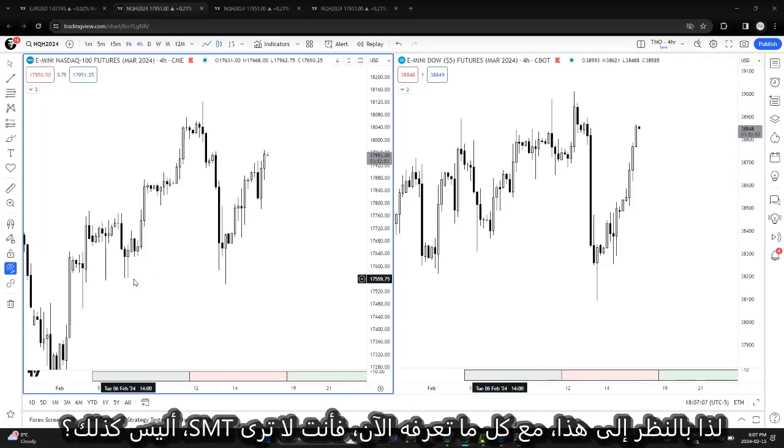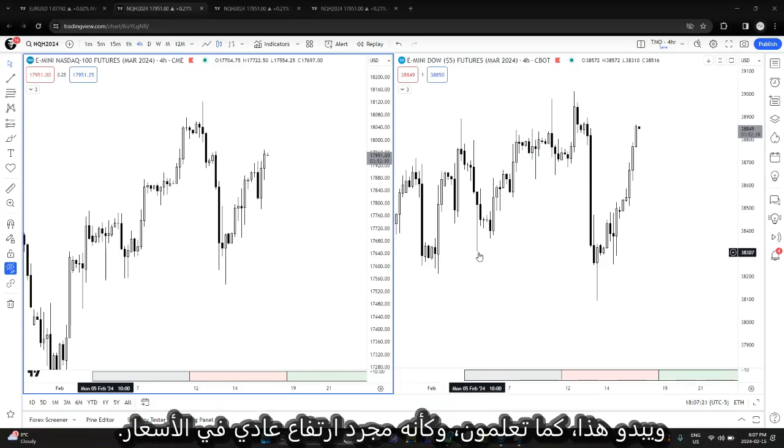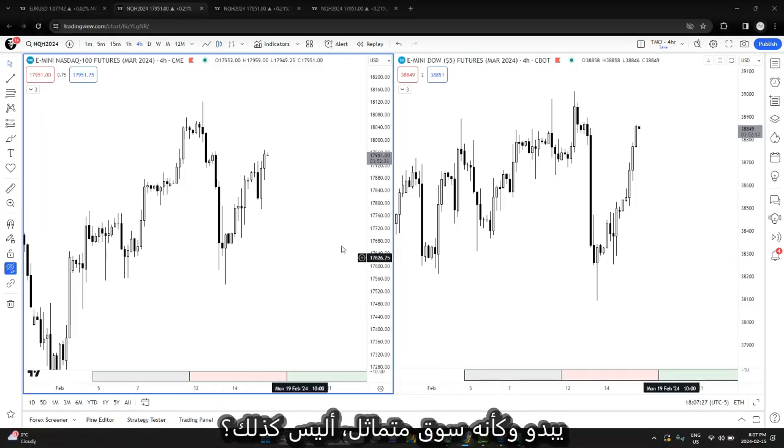So looking at this, with everything that you know now, you don't see SMT, right? You just see price running below this low and price running below this low right here. And this looks like just a normal price run. Looks like a symmetrical market, right?